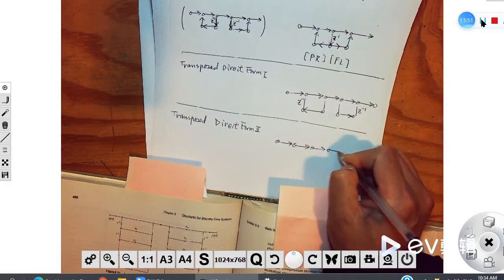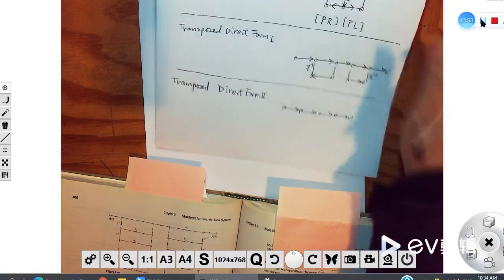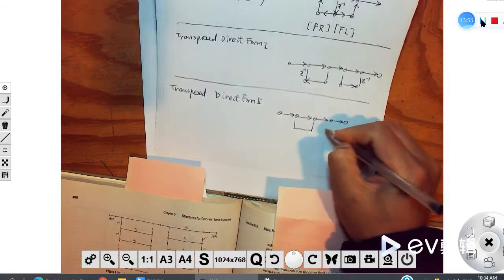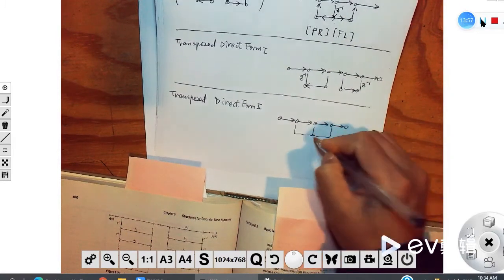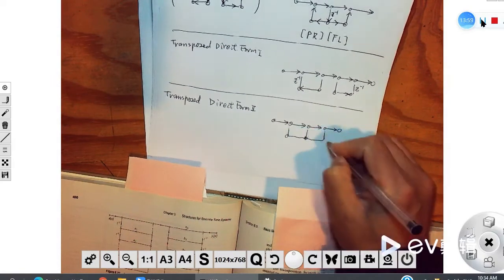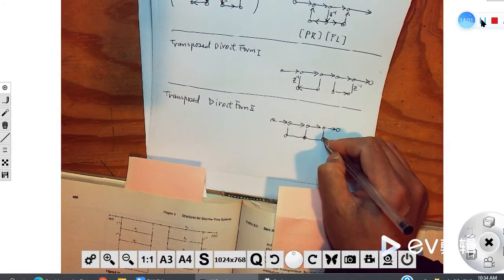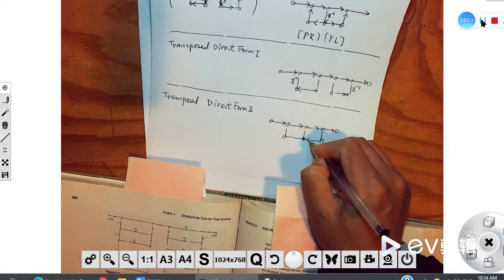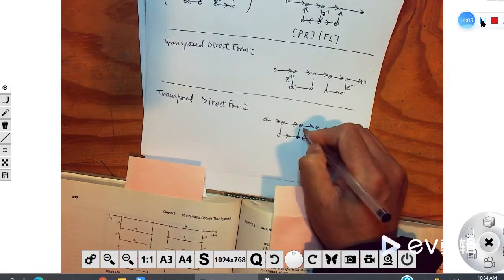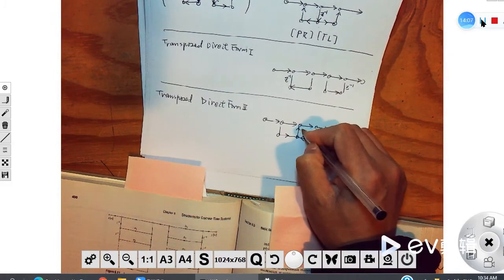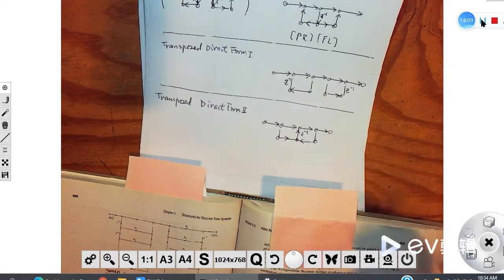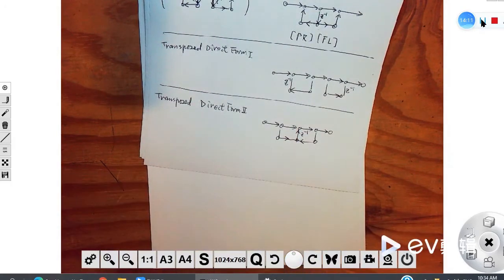The middle part merged, so it looks like this. Right? These two blocks merge together in the middle part. Yes? And this is a backward, this is a forward, and delays in the middle. Okay, so these are the transposed structures.